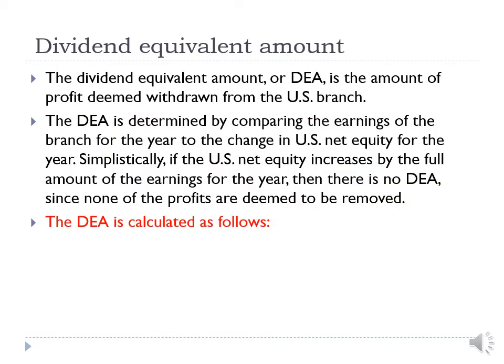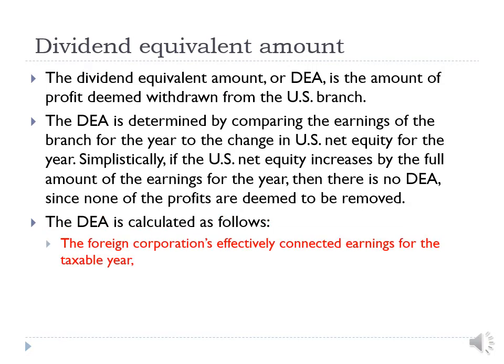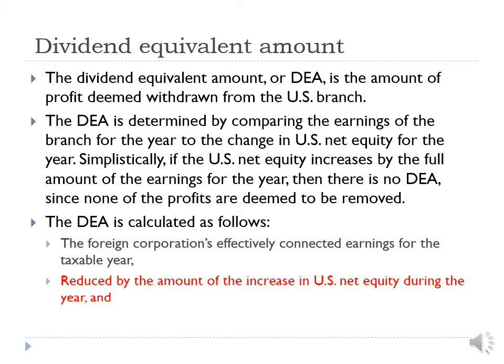The DEA is calculated as follows. The foreign corporation's effectively connected earnings for the year, reduced by the amount of the increase in net equity during the year and increased by the decrease in the U.S. net equity for the year.